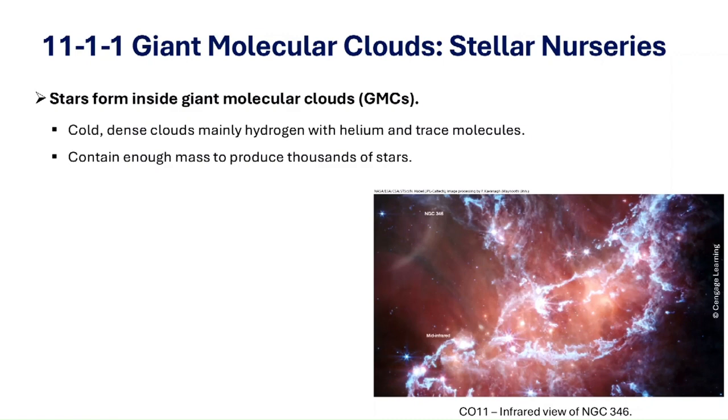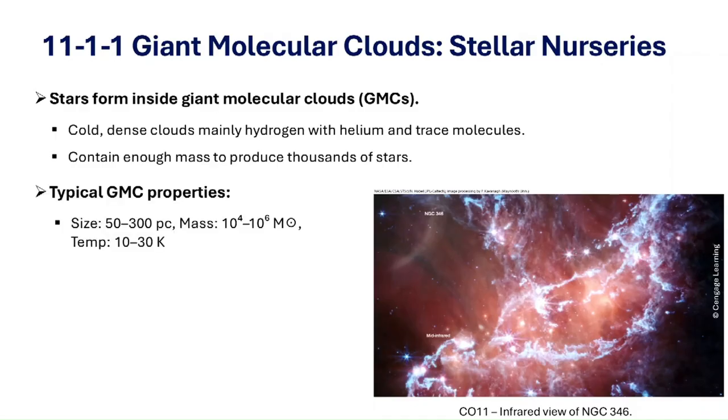Those are regions rich in dense cores where multiple stars are forming simultaneously. Now to put that in perspective, one parsec is about 3.26 light years. So these clouds can span hundreds of light years across, making them massive structures in the galaxy.